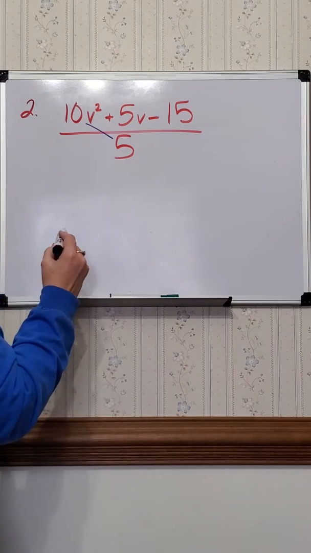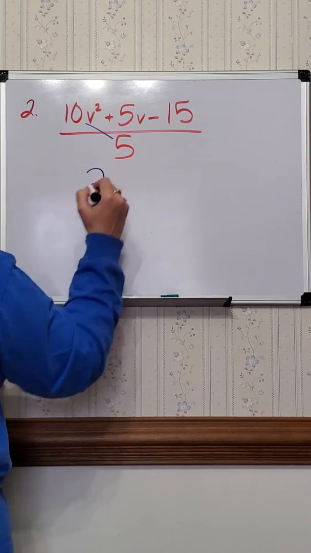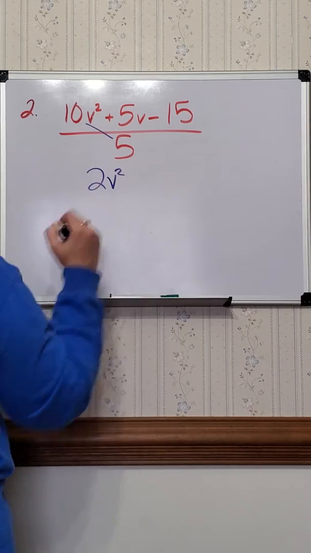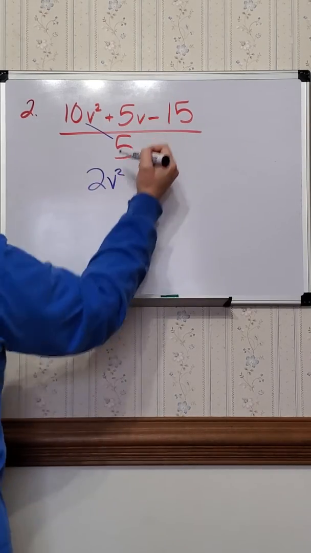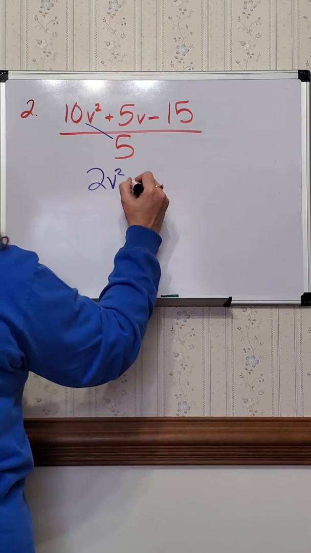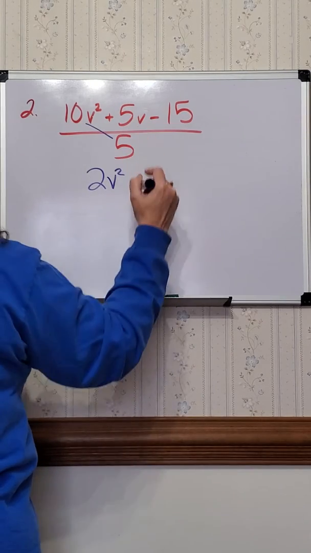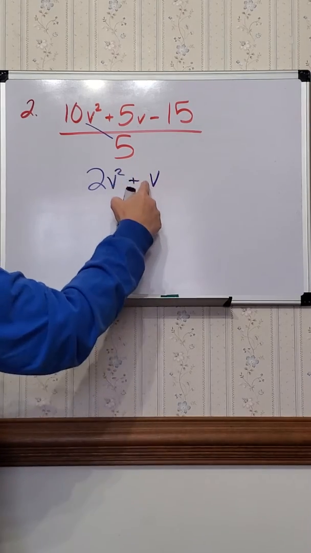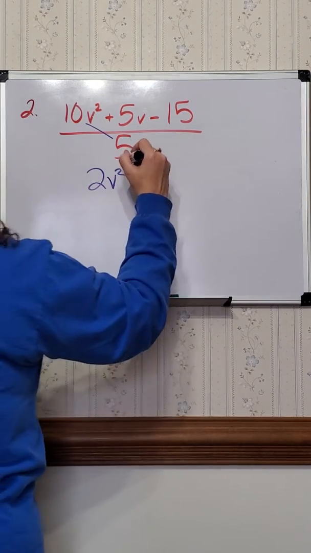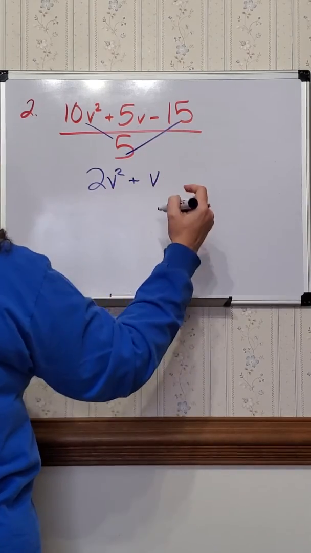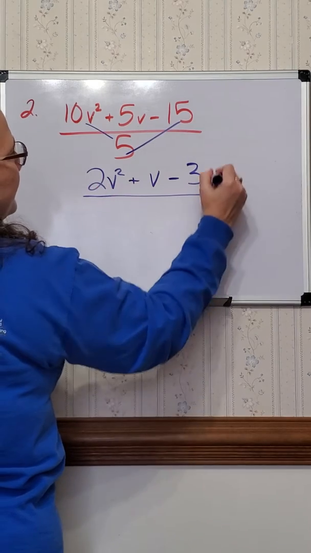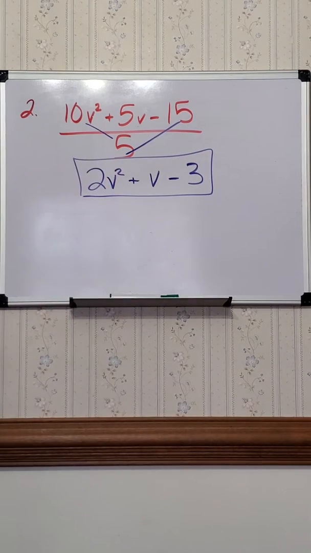We're going to say 10 divided by 5 is going to give me 2. I don't have any variables down here, so I'm just going to bring down that v squared. Here, I've got 5 divided by 5, which is going to give me 1. I still have to take into account that v. So I've got 1v. Remember, I don't have to write that 1 there. Then I'm going to do negative 15 divided by 5, which is going to give me negative 3. And I just do each piece separately.